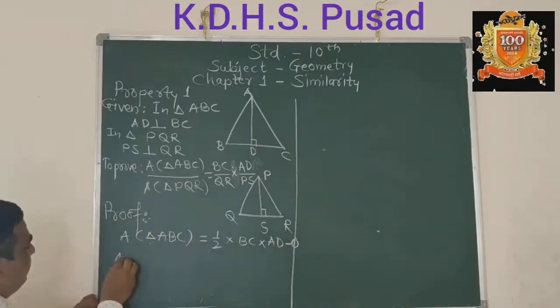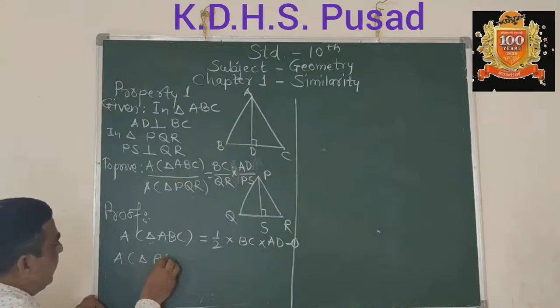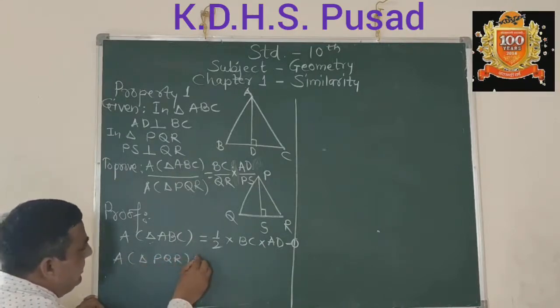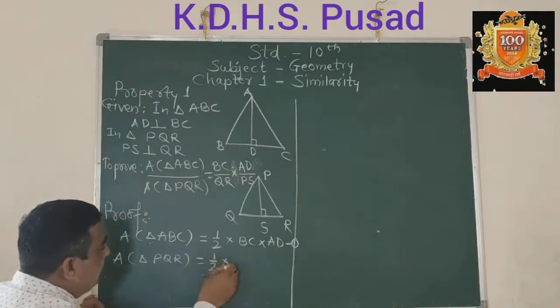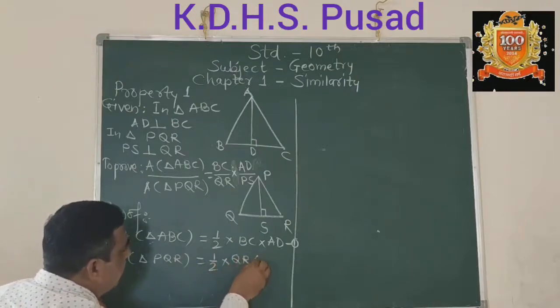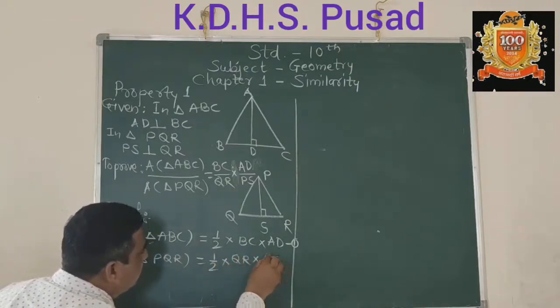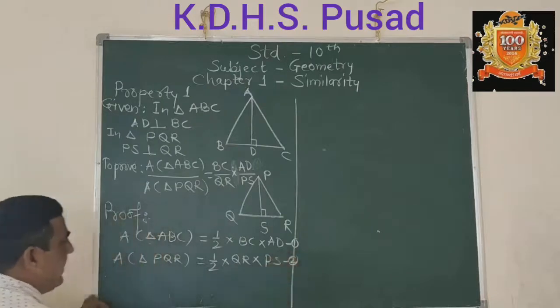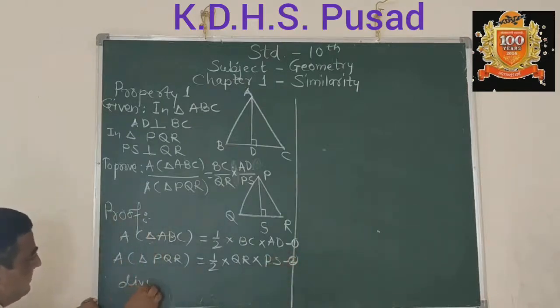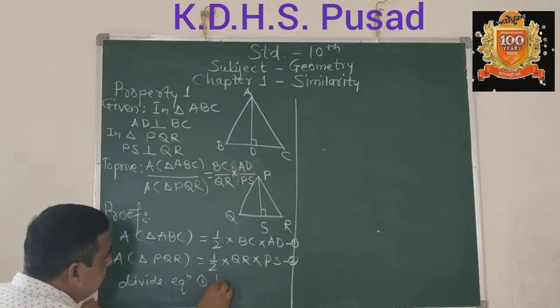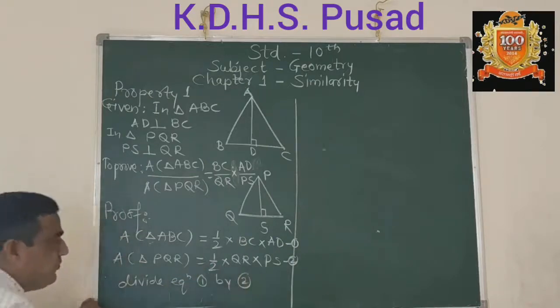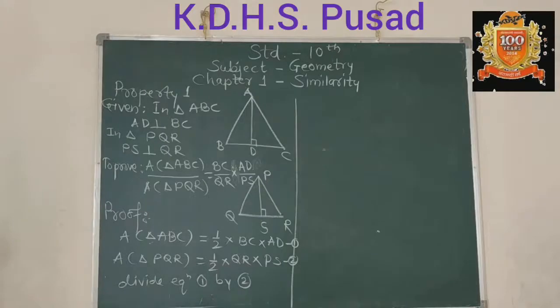In the same way, the area of triangle PQR. Same formula, half into base QR into height PS. Equation 2. Divide equation 1 by equation 2.